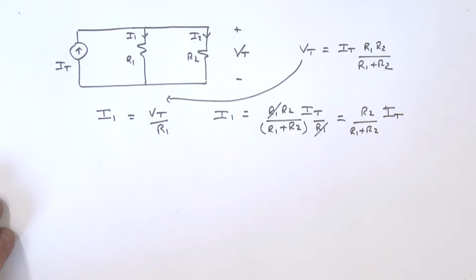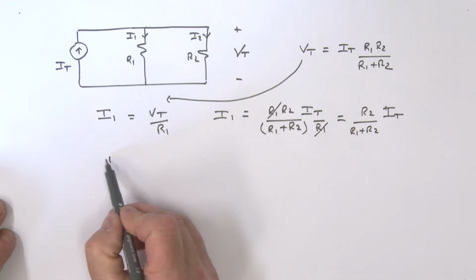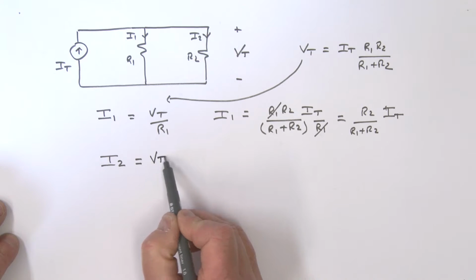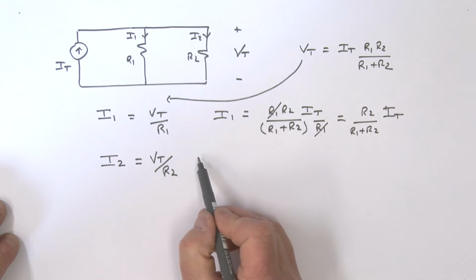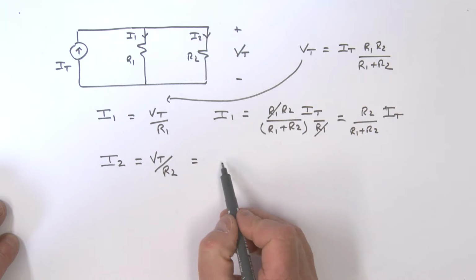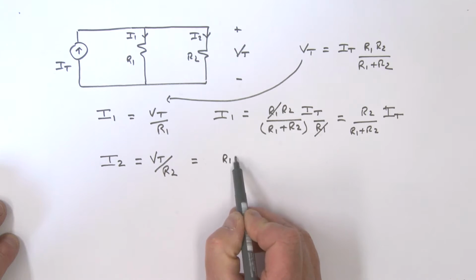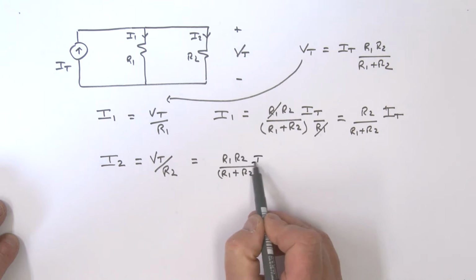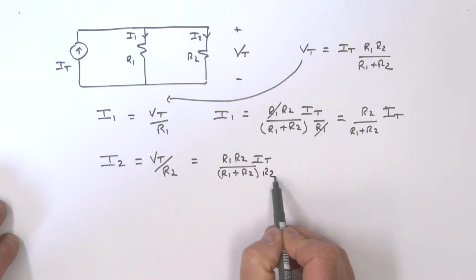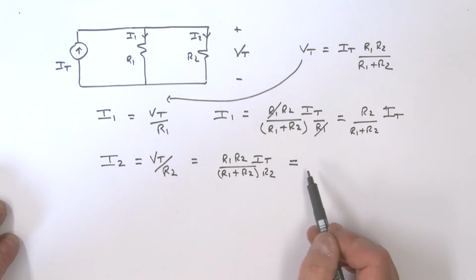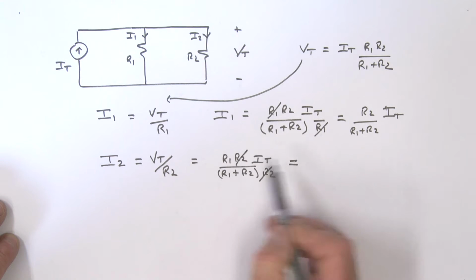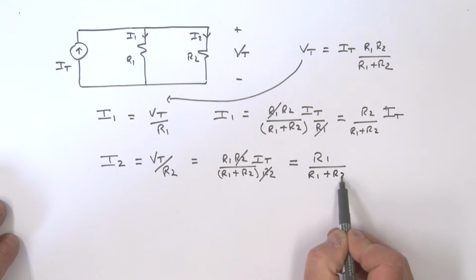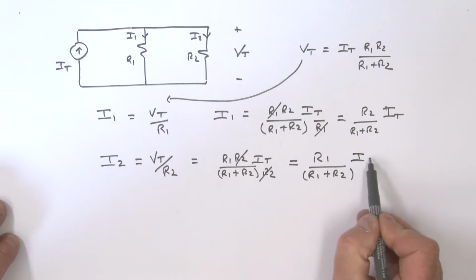All right. So what about the current I2? Well, the current I2 is equal to VT divided by R2. What is that equal to? Well, there's my VT. So that is R1 R2 over R1 plus R2, and that's times IT, this time divided by R2. So what is that equal to? Well, this cancels with this, and that's equal to R1 over R1 plus R2 multiplied by IT.